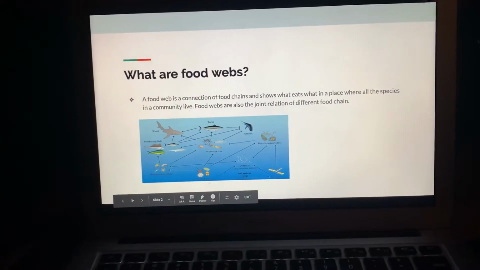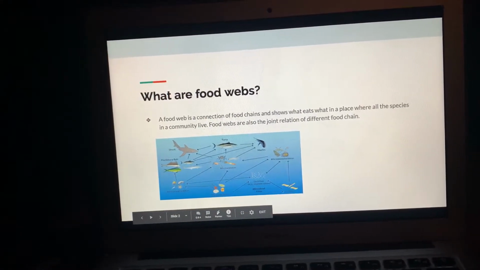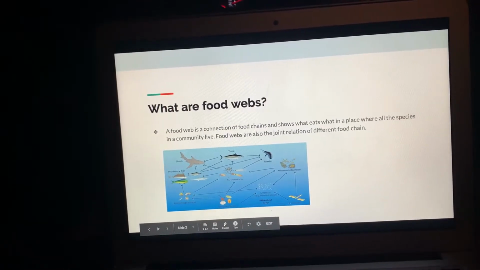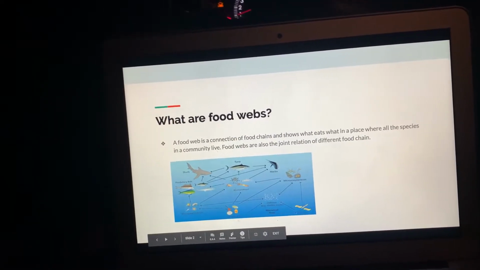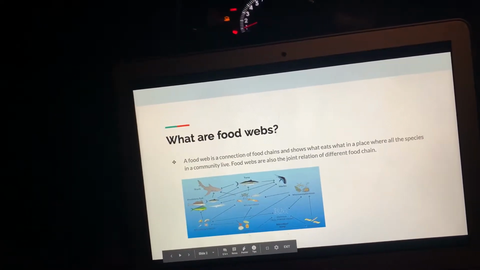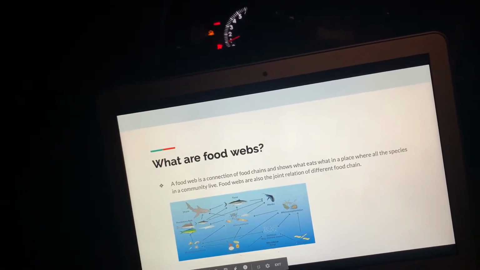What are food webs? A food web is a connection of food chains and shows what eats what in a place where different species in a community live. Food webs are also a joint relation of different food chains. The picture at the bottom shows us a food web of the ocean and how it moves from the bottom all the way up of what eats what.